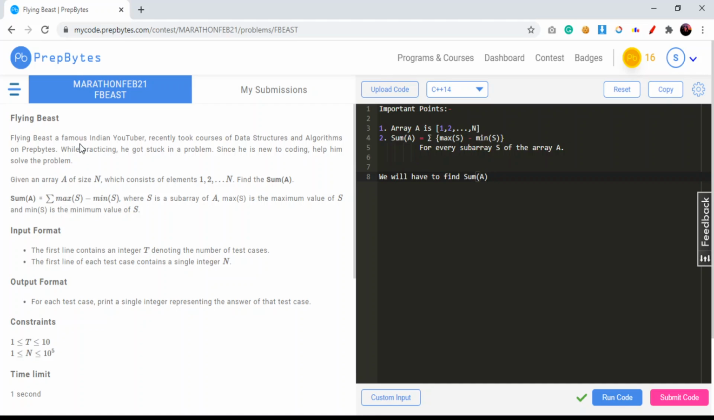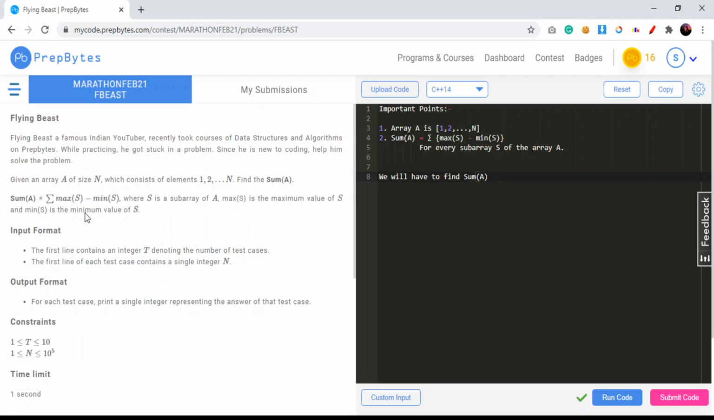The problem statement says, Flying Beast is a famous Indian YouTuber. Recently he took courses of data structures and algorithms on PrepBytes. While practicing, he got stuck in a problem. Since he is new to coding, we will have to help him to solve this particular problem.